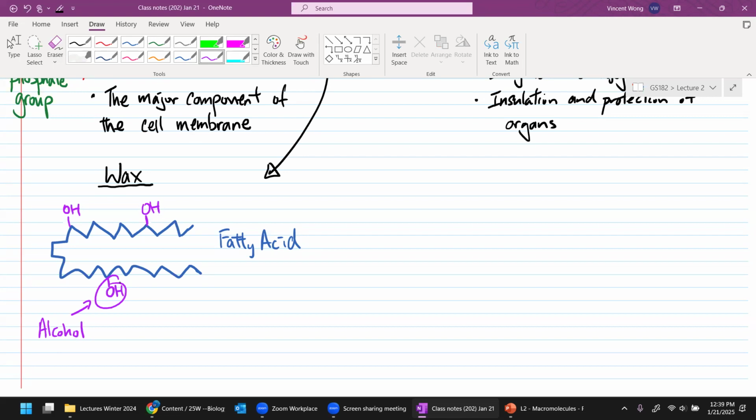I wouldn't worry too much about wax for the quiz. Okay, I'm just putting it here because we'll learn about it, but don't worry too much about it. What do wax do? They form water repelling surfaces. Like the skin of an apple, like your skin. When you wash your hands, the water doesn't go right through the skin, right? At least it shouldn't. It's because of the wax.